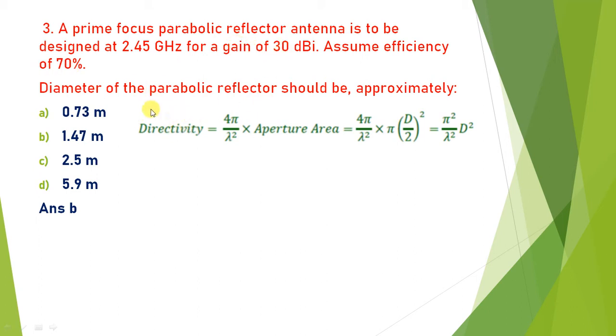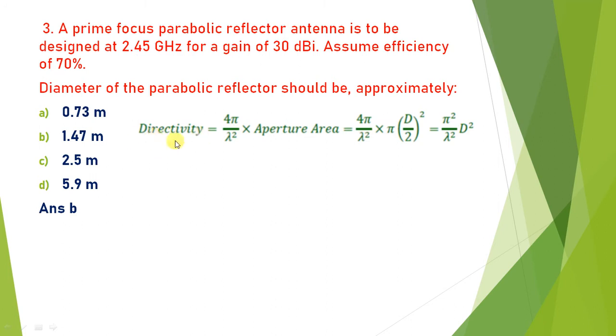This is the equation of directivity, that is equal to 4 pi AE by lambda square, where AE is nothing but the aperture area, which is equal to pi d square by 4. So directivity is 4 pi by lambda square multiplied by pi d square by 4, where d is the diameter that we have to find. Lambda is the operating wavelength, that is equal to c by f. So f is given to you, calculate lambda.